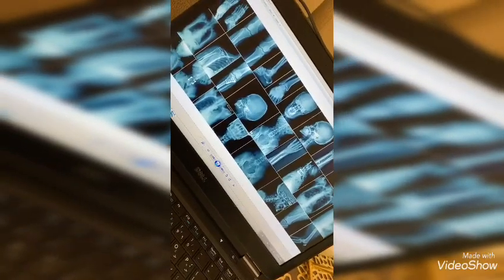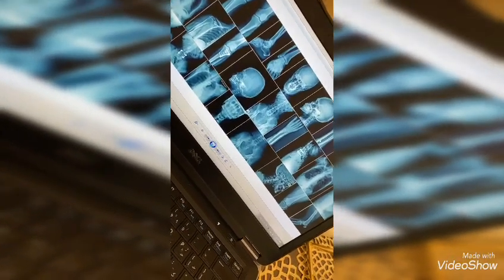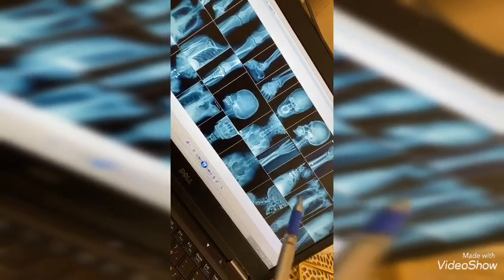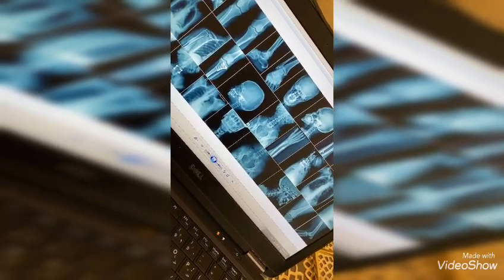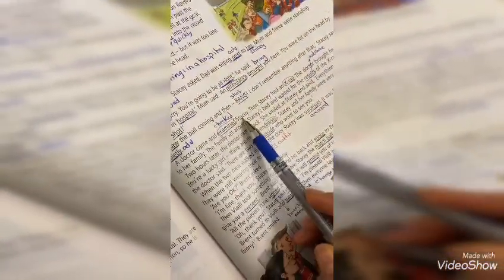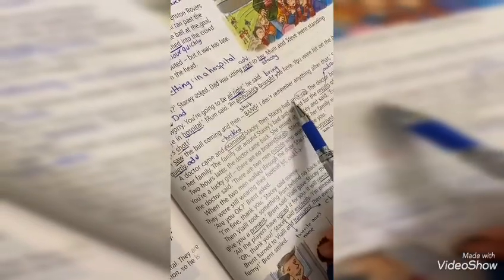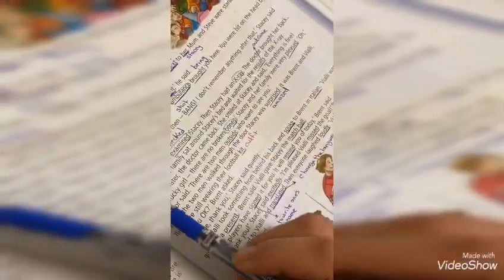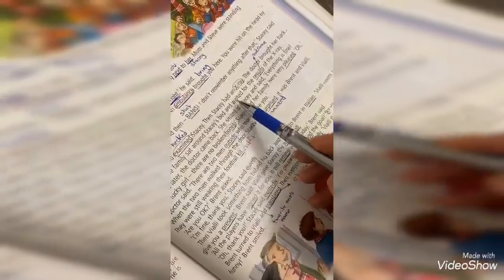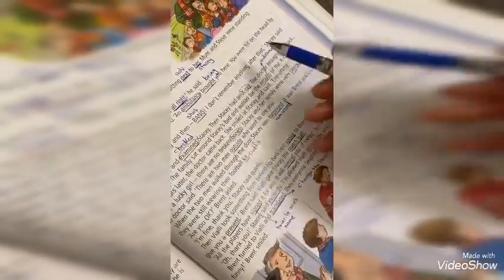This is the X-ray. It is like a picture. The doctor checks the bones in the X-ray. So, the doctor came and examined Stacy. Then Stacy had an X-ray. The doctor brought her back to her family. The family sat around Stacy's bed and waited for the results.